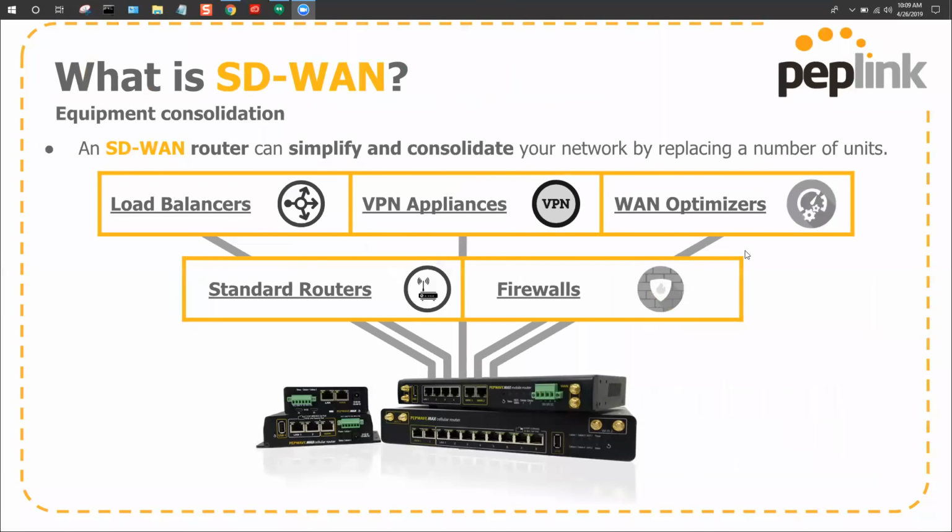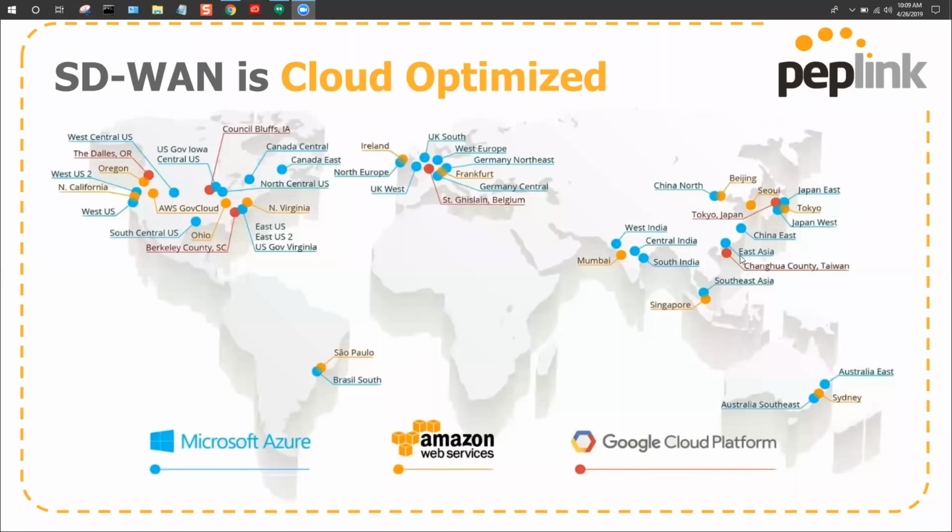What do I mean by consolidation? An SD-WAN router can take over or replace a number of pieces of equipment that are currently on your network. Your standard load balancer, a VPN termination point, the WAN optimizer, just a straight up router, or firewalls, all can be replaced by an SD-WAN router.